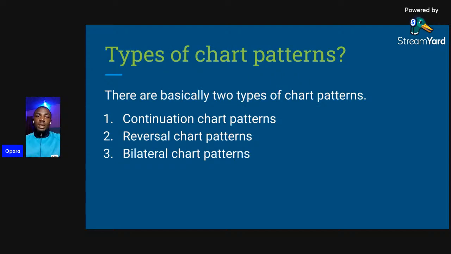Types of chart patterns. There are basically three types of chart patterns. The first one is continuation chart patterns. The next one is reversal, and the next one is bilateral chart patterns. These are basically the three kinds of chart patterns we have. I'm going to explain each of them individually. I'm going to tell you what the continuation is, what the reversal is, and what the bilateral chart pattern represents. Okay, sorry about that. So these are the three types of chart patterns we have. I'm going to explain each of these to you. So let us go to the first one.